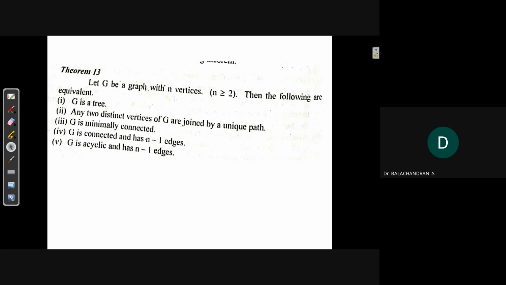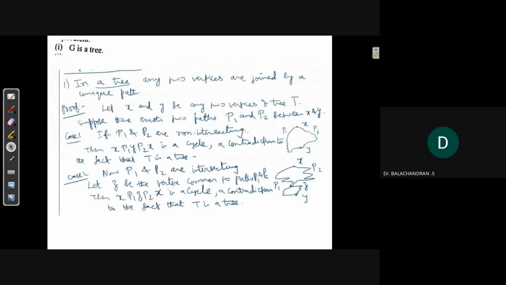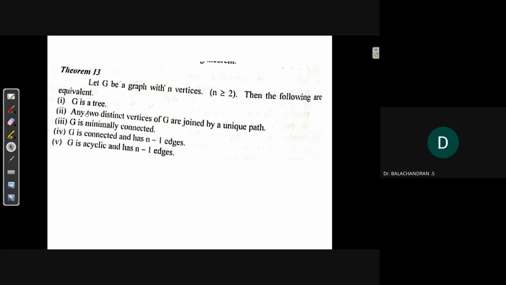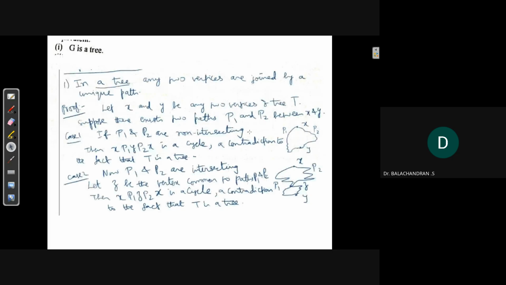So let G be a graph with n vertices, then the following are equivalent. First you should assume G is a tree. What do you need to prove? Any two distinct vertices of G are joined by a unique path. Actually, this is property number one. So in a tree, any two vertices are joined by a unique path.